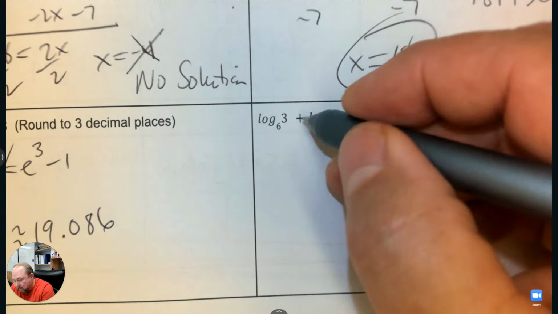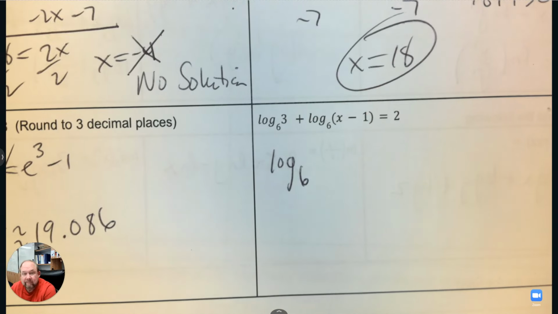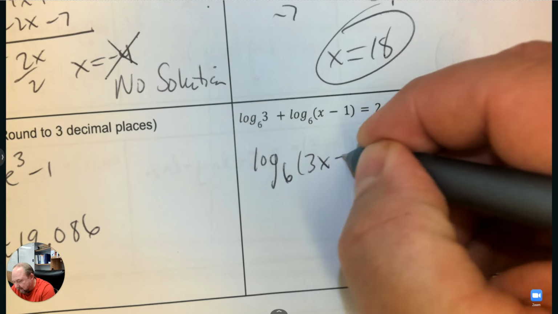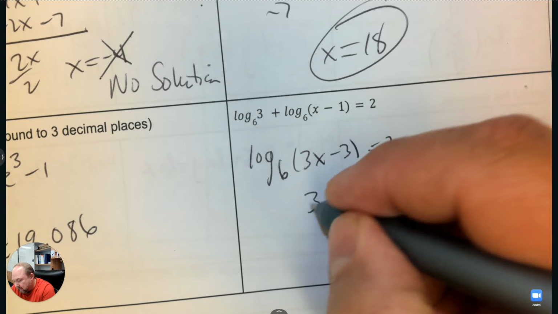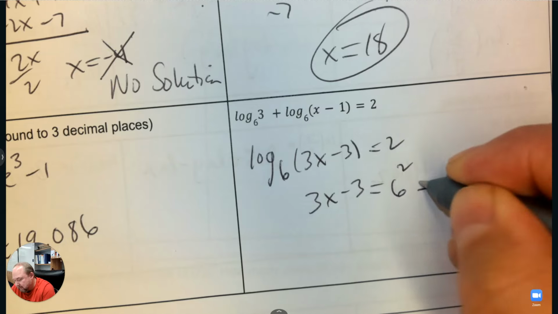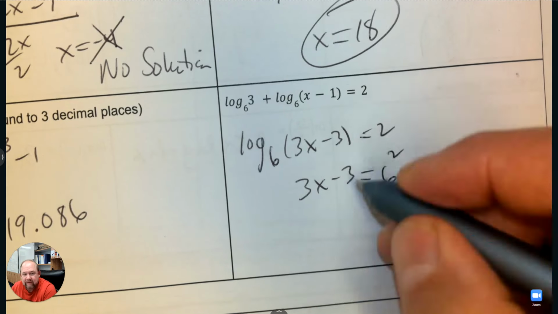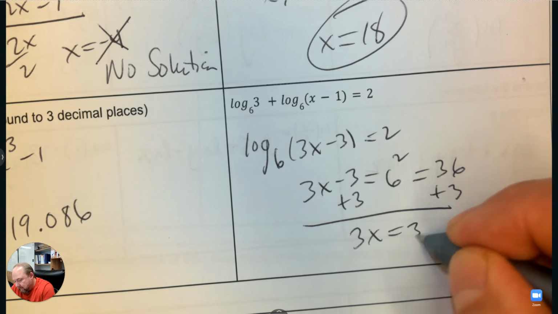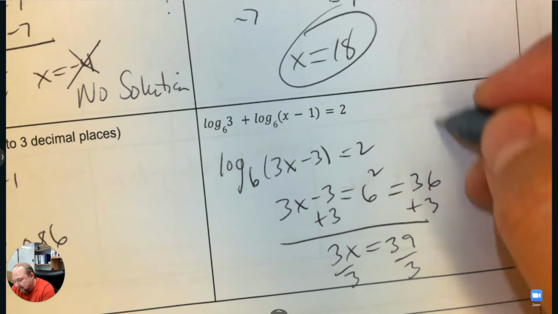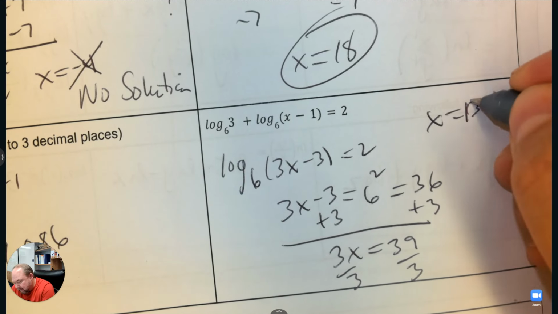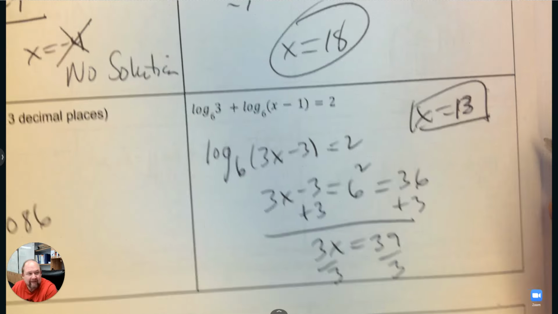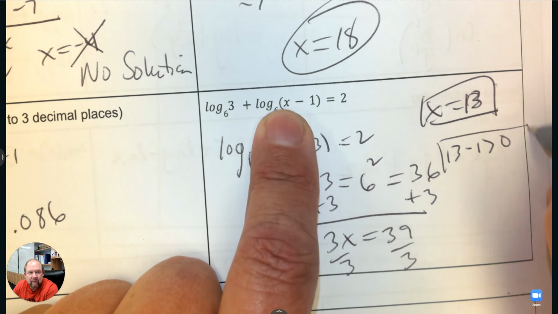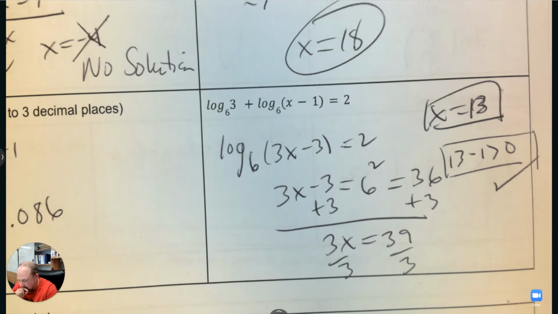You need a property here again when you're adding. I mean, you should try it first, right? Press pause. We're going to multiply that together. That's 3x minus 3 is equal to 2. So the answer, the base, and the exponent, 6 squared is 36. Add 3. Divide by 3. And then you get your answer. And then you have to make sure it's 13. When you plug 13 into the logarithm, is that greater than 0? Yes, so it's a good answer.